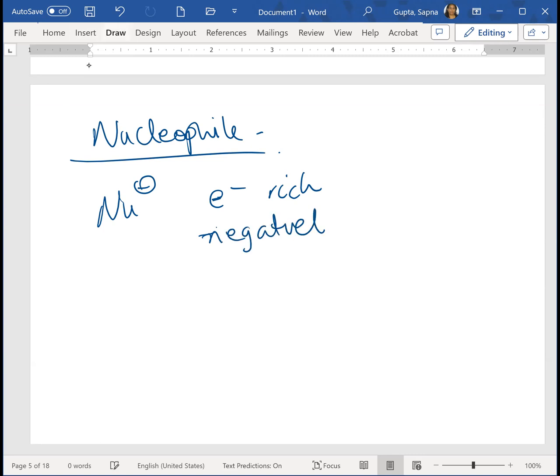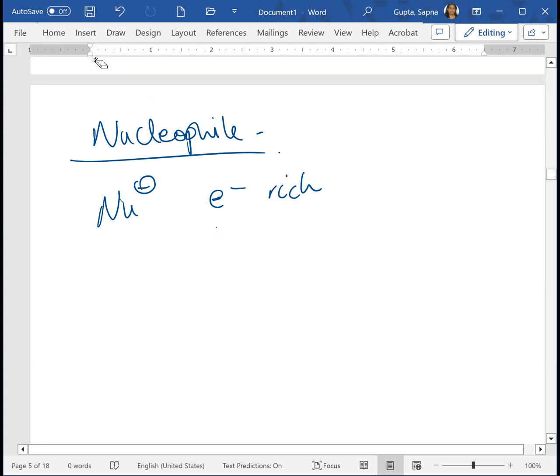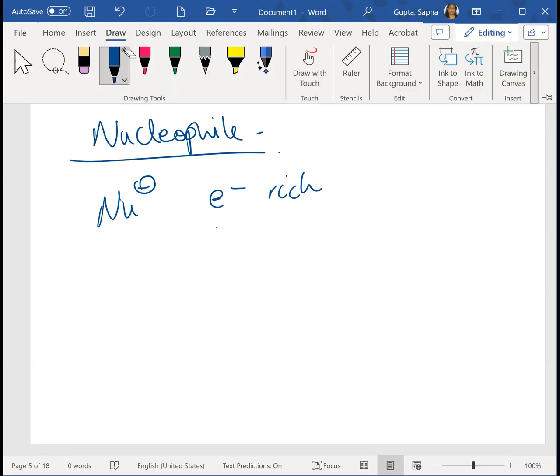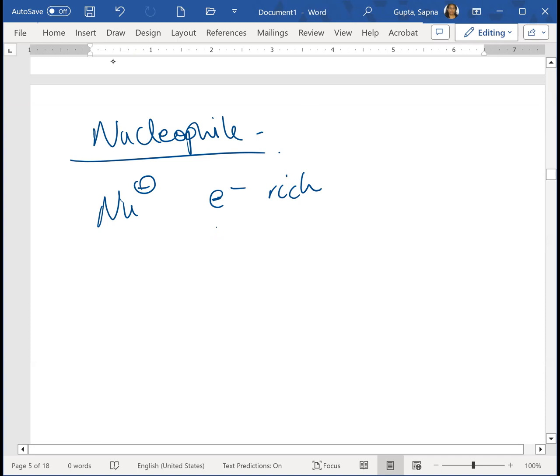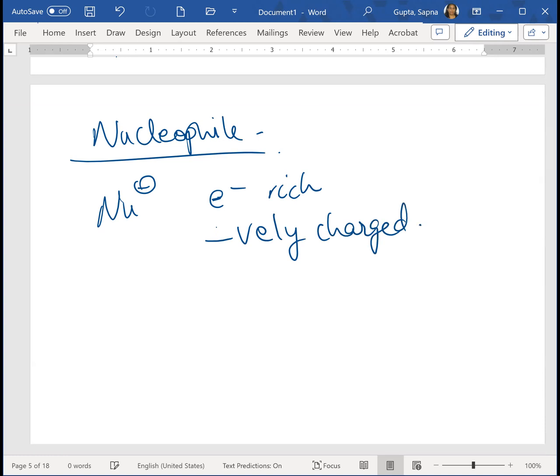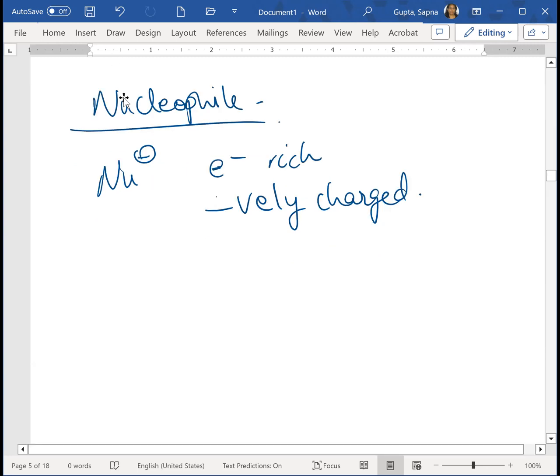I can't write spelling today or ever, so I'm going to use my shorthand. My shorthand is negatively charged. So they're negatively charged, which we saw in the hydroxide and amide and all of that. They can have a lone pair of electrons.